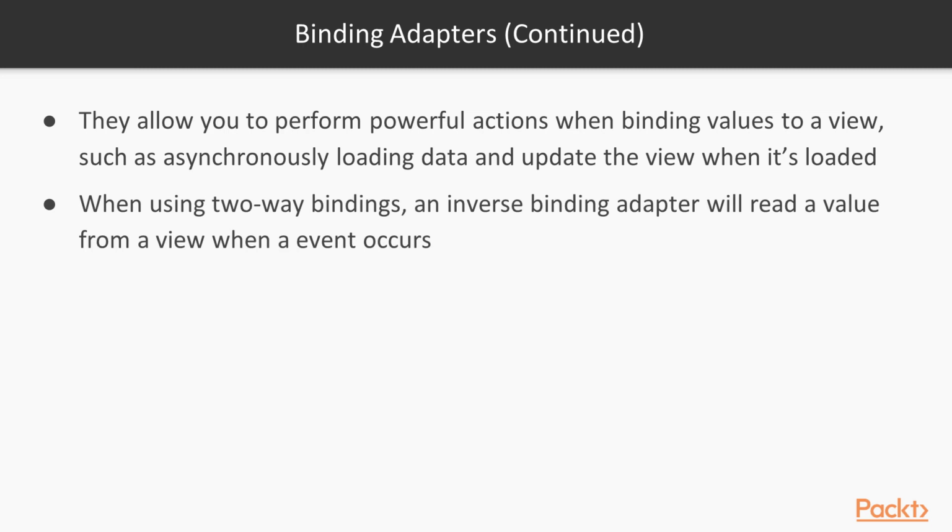Reciprocally, there's also an inverse binding adapter, and you would use this for two-way binding. So when an event arises for a value, automatically this inverse binding adapter will be called and it'll retrieve the data from the view and apply it to the value. So you could actually use this value that the view is updated.